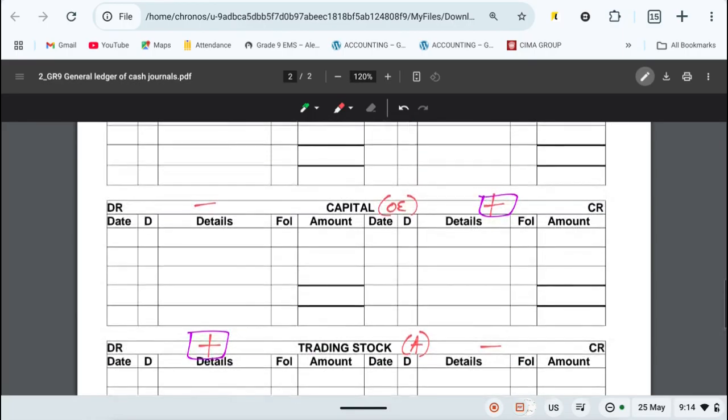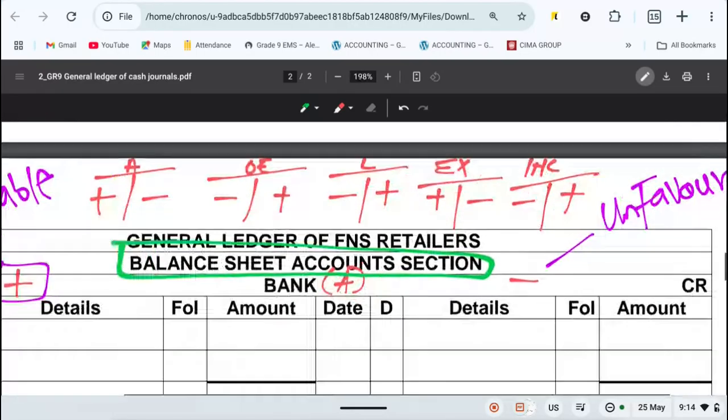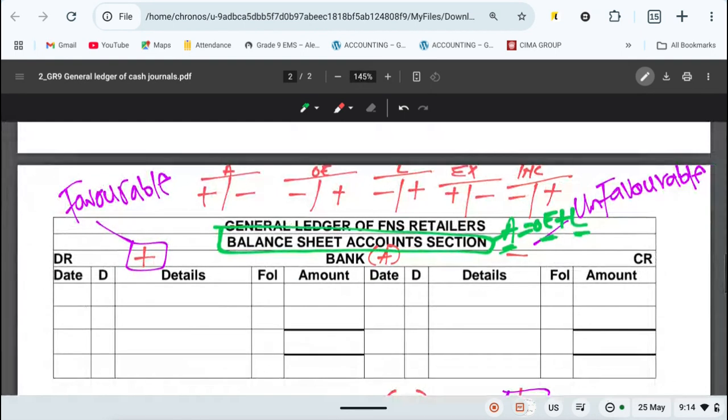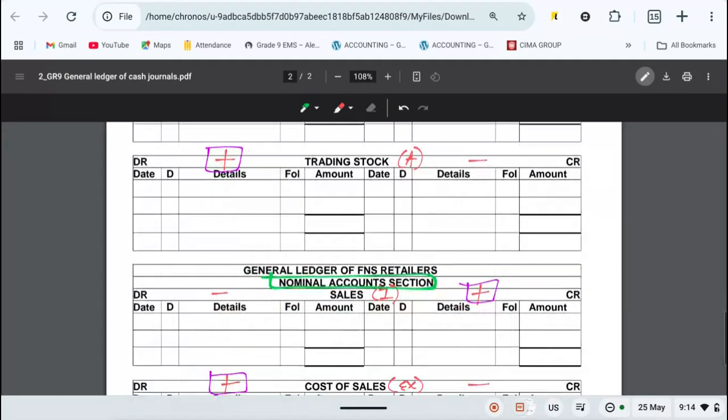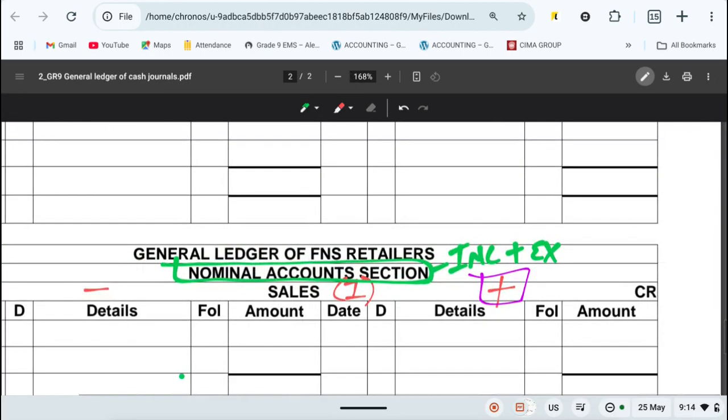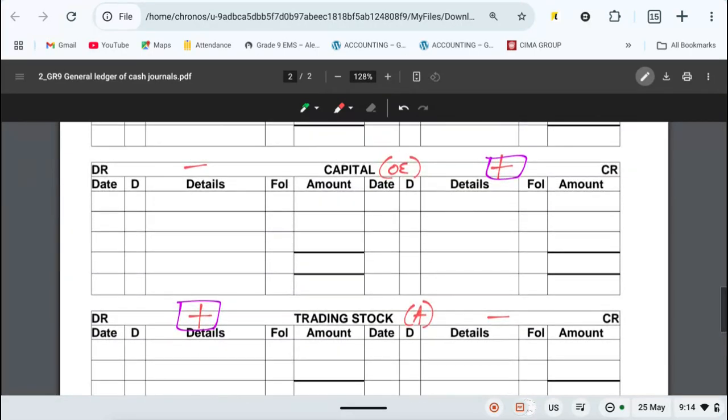So you already know the difference, right? Your balance sheet accounts are your assets equal to owner's equity plus liabilities. So your balance sheet accounts will have liabilities, owner's equity accounts, as well as assets. And then what about your nominal accounts? Your nominal accounts will only have your incomes as well as your expenses. So don't forget this, right?